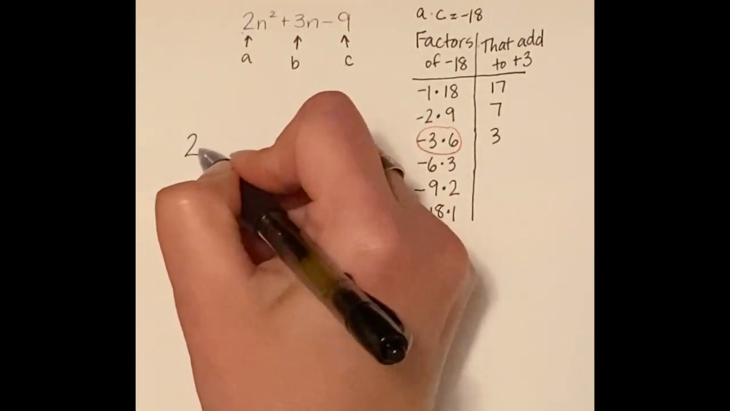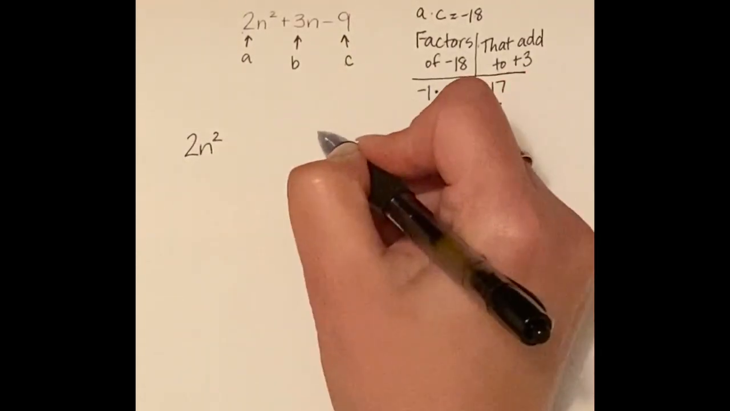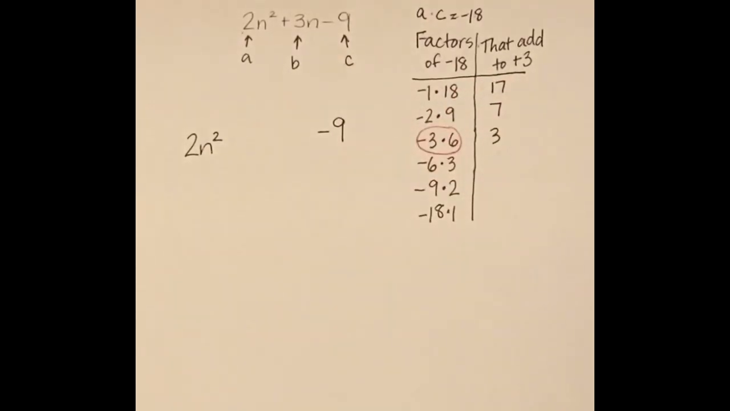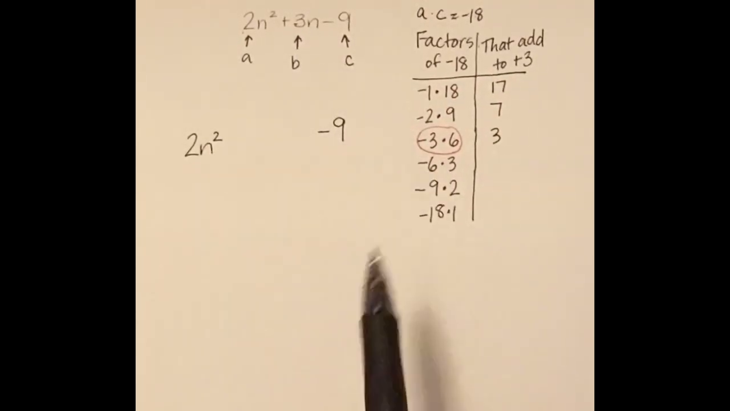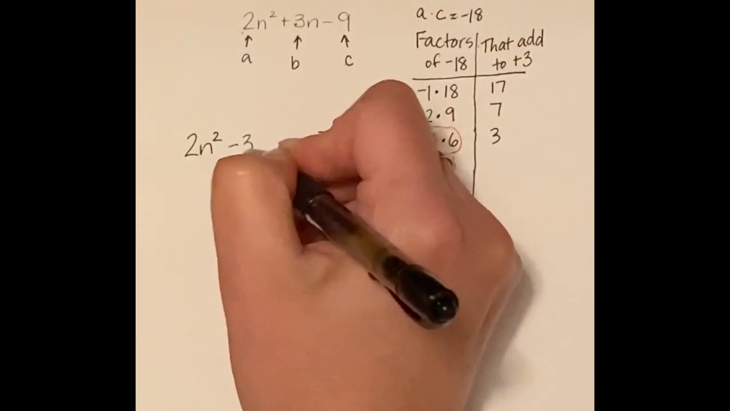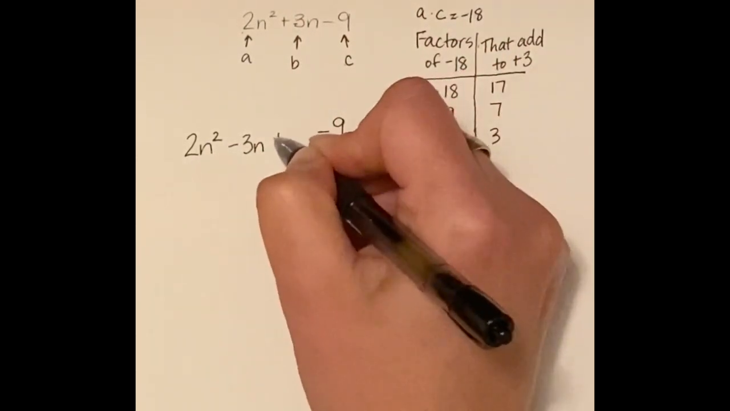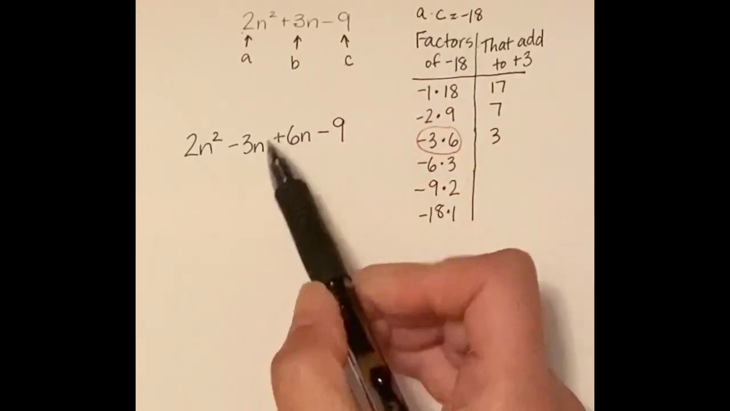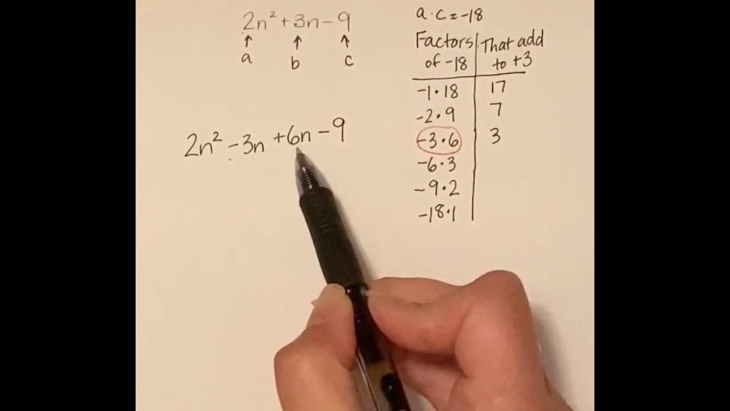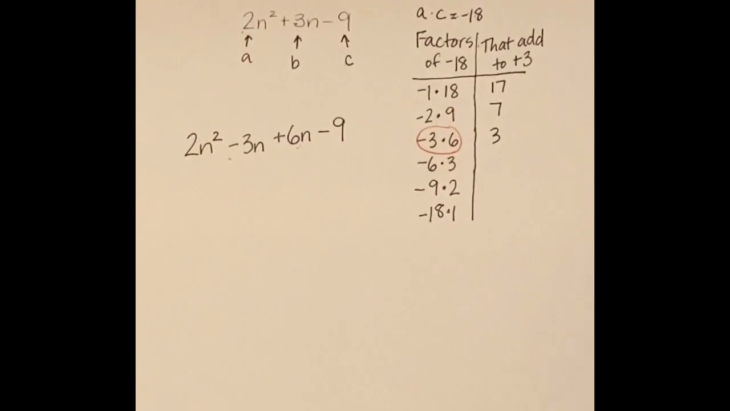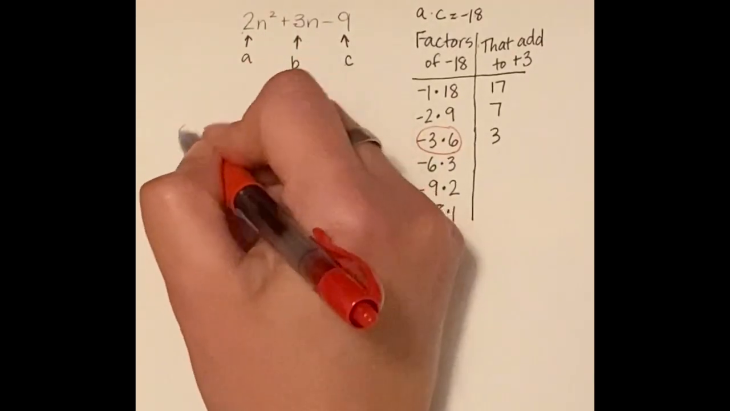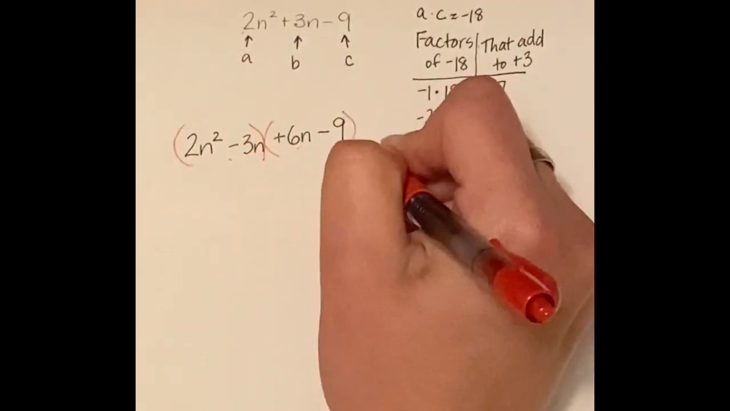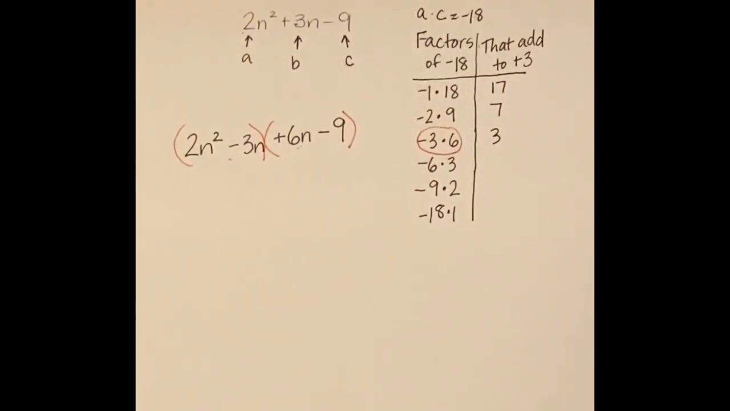So I've got my 2n squared and I've got my -9, my first and my last term, but this middle term is going to be replaced with the -3n and the +6n. See that? If we were to combine like terms, we would get that original problem. Okay, we've seen this before. When you have 4 terms and you need to factor it, you factor by grouping. So there I go. I've thrown in my parentheses so I can easily see my groupings.